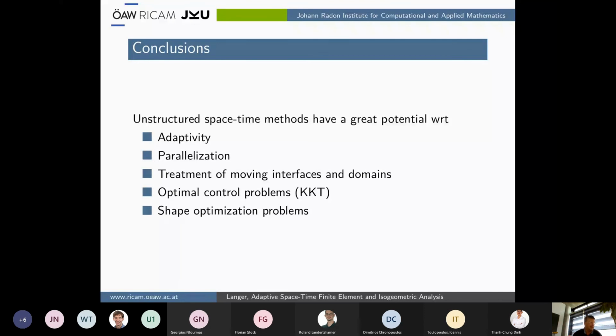Space-time methods are especially suited for optimal control problems, the so-called KKT systems, because the state is forward in time, the adjoint is backward in time, but we solve both simultaneously. Shape optimization can be treated.